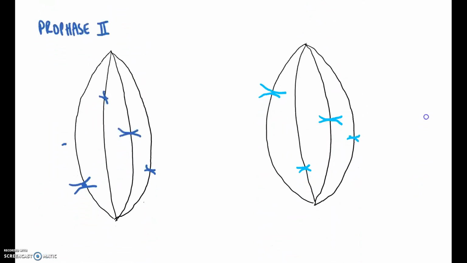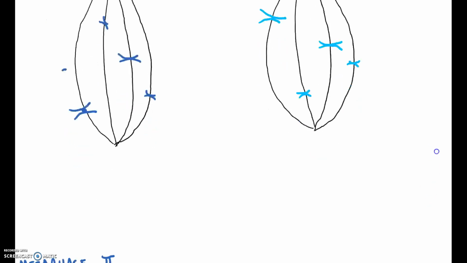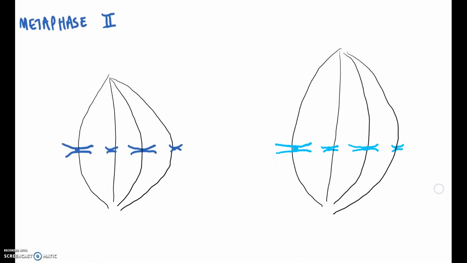In prophase 2, a second spindle fibre forms, this time at 90 degrees to the first spindle fibre, and the individual chromosomes that were separated in meiosis 1, those individual chromosomes, now attach to the spindle fibre. In metaphase 2, those individual chromosomes align on the equatorial plate of the cell.